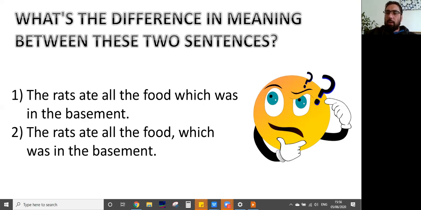Okay, so Satish is saying that in number one, we need this information to be able to understand this noun here, the food that we are talking about. In the non-defining relative clause, in the second one, we do not need this information. So if we say that we need this information, which was in the basement, what does it tell us about the food? The rats ate all the food which was in the basement. What does that tell us?